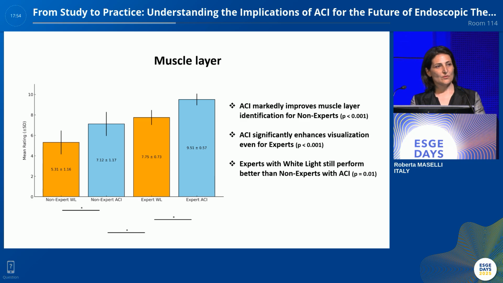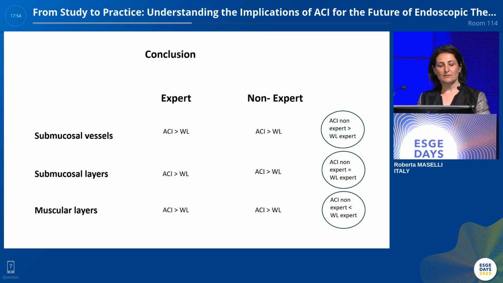So here, as you can see from the graphic, ACI markedly improved muscle layer identification for non-expert, but also significantly enhances visualization even for expert. At the same time, expert with white light still perform better than non-expert with ACI, so the muscle is something different from submucosa and vessels. What does it mean in clinical practice? That we should and we could avoid perforation. That is still one of the major concerns for ESD. So faster and safer.